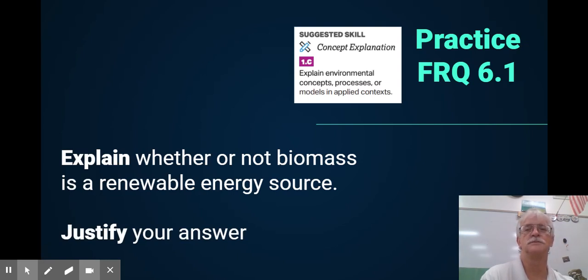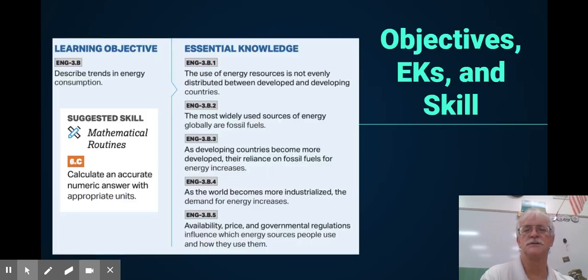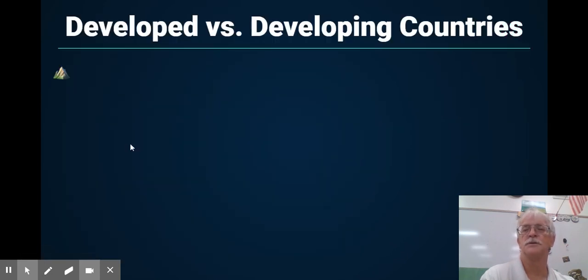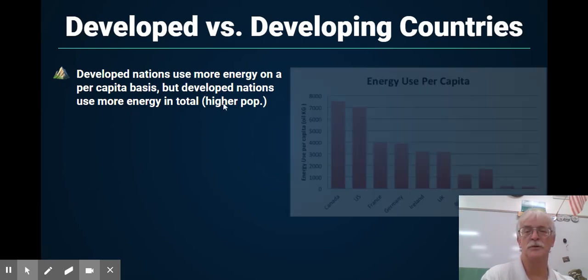Hopefully that was helpful. Section 6, topic 6.2, global energy consumption. Here we're going to be asked to describe trends in energy consumption and do some calculations. So developed versus developing countries. A developed nation uses more energy on a per capita, or per person, basis. But developing countries are using more energy in total. Why? Because they have a lot more people.